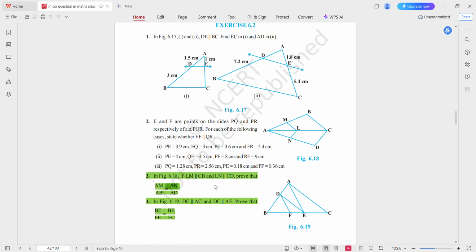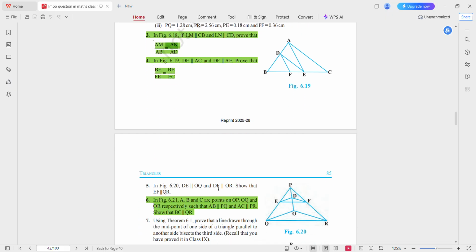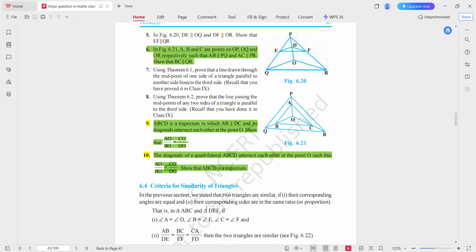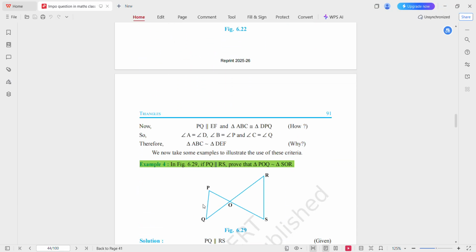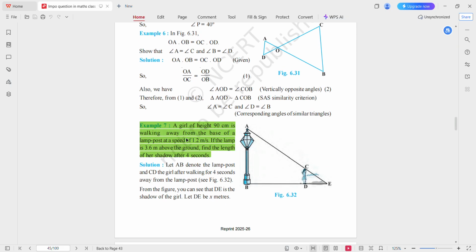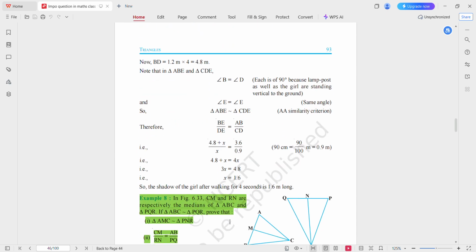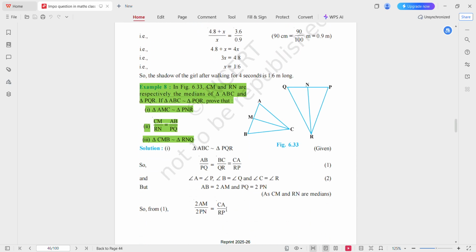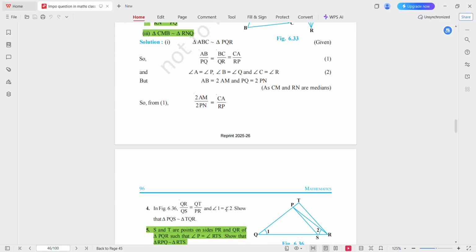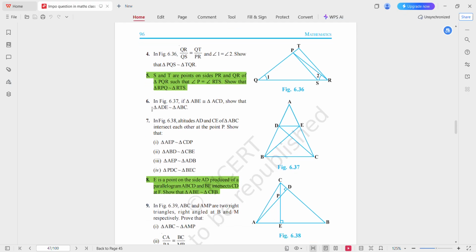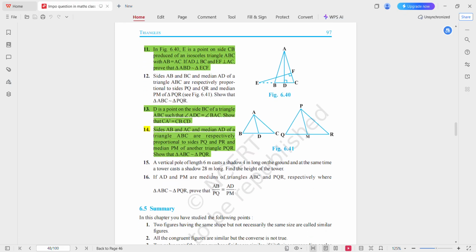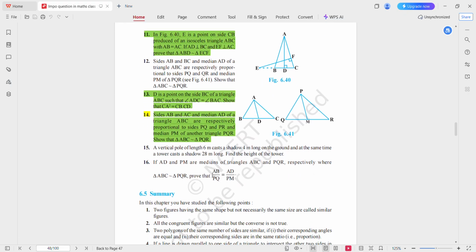Study theorem 6.1 statement, you should be thorough with that statement, and then theorem 6.2 statement. And in exercise 6.2, third, fourth question and sixth question are important. Ninth and 10th questions are very much important. Example 4 is an important question. Example 7 is also important. Example 10, all the subdivisions are important. Example 8, all the subdivisions are important. And then in the exercise, 5th question is important, 8th question, 10th question are important, and 11th question, 13th, and 14th question are very much important.